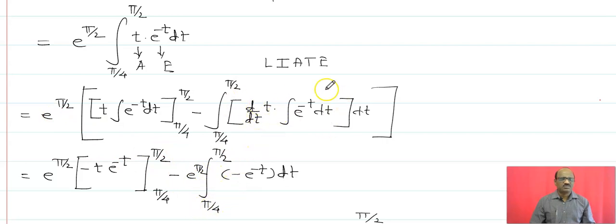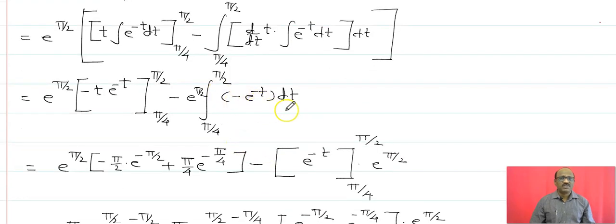Derivative of t is 1. What is the integral of e raised to minus t? Minus e raised to minus t. And derivative of t is 1. Therefore, find out only the integral of e raised to minus t, and that will become plus e raised to minus t. Lower limit is pi by 4, upper limit is pi by 2, into this pi by 2 is here.